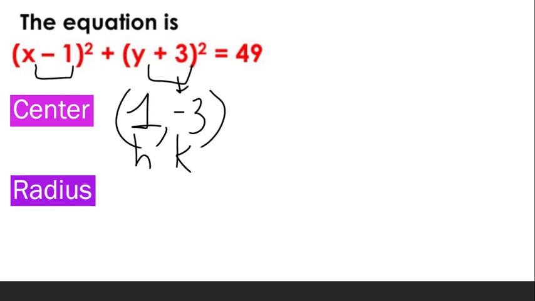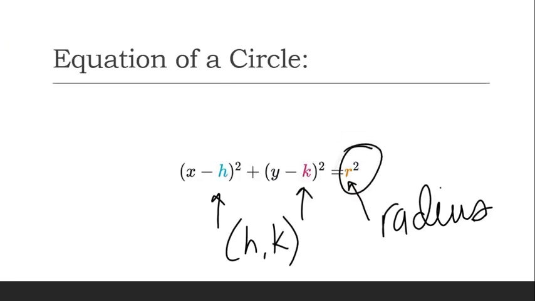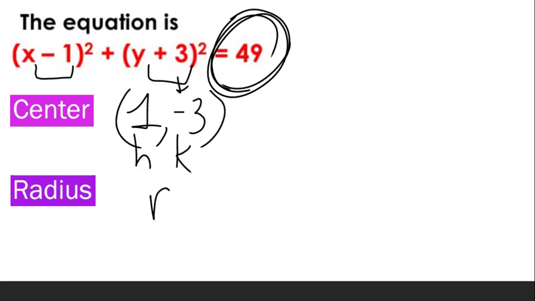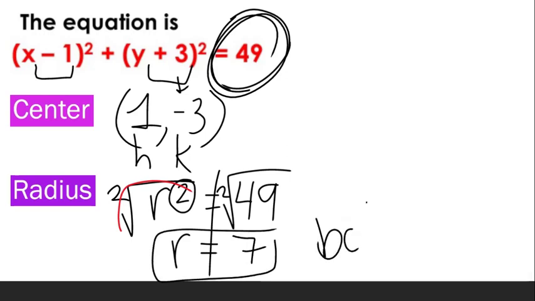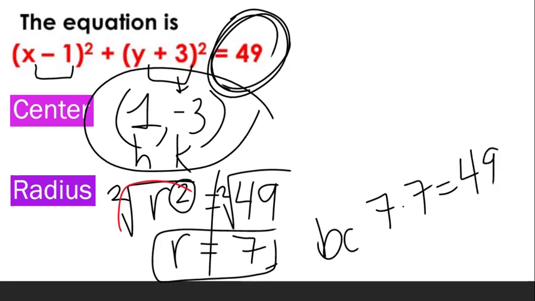Next, the radius is this part, okay? But be careful, because in this formula, remember, it's r squared. So, r squared equals 49. What is the opposite of squared? It is square root. So I'm going to do the square root of both sides. Okay, now I can eliminate that. R equals, the square root of 49 is 7, because 7 times 7 equals 49. So this is the center, this is the radius.